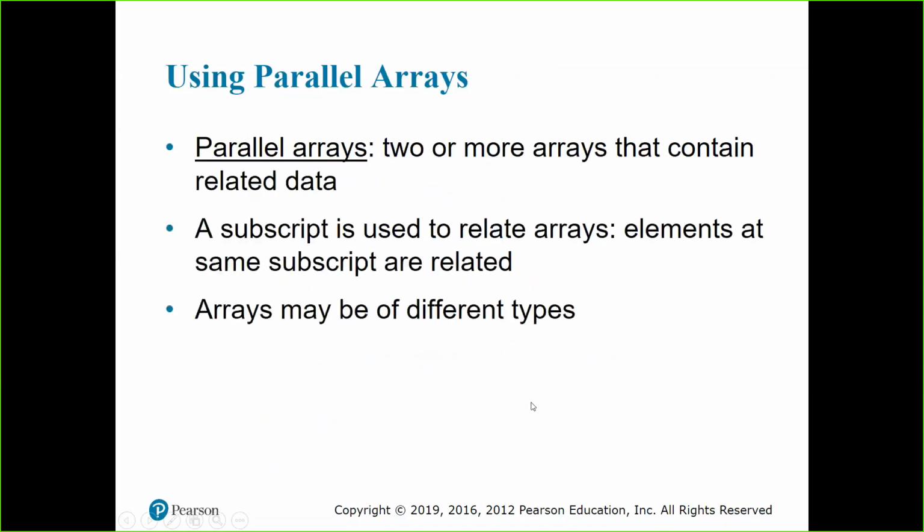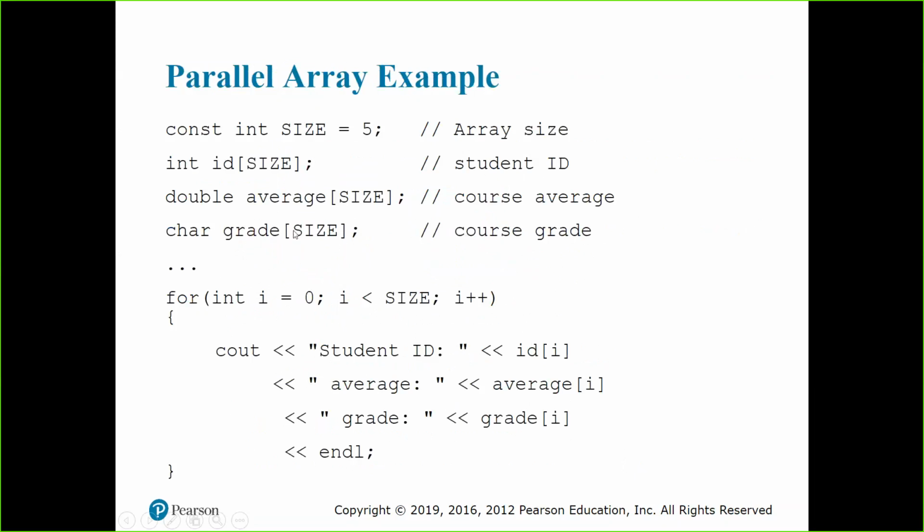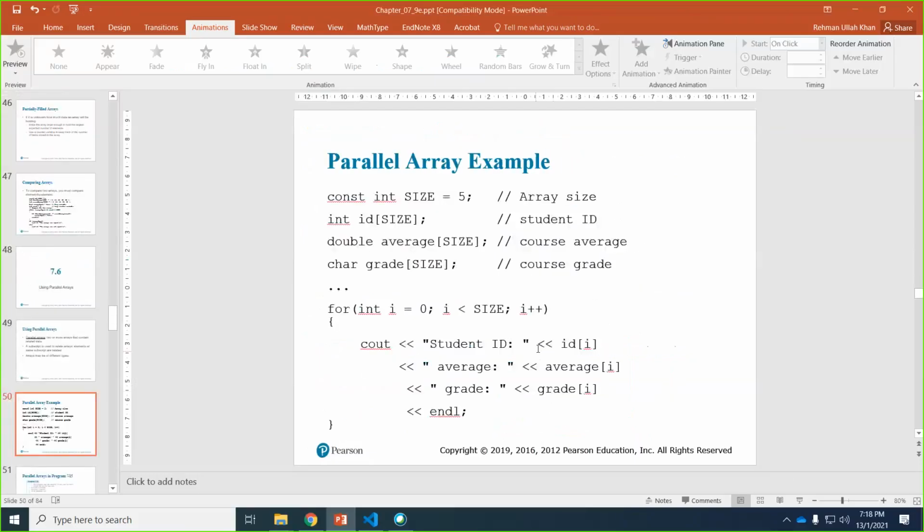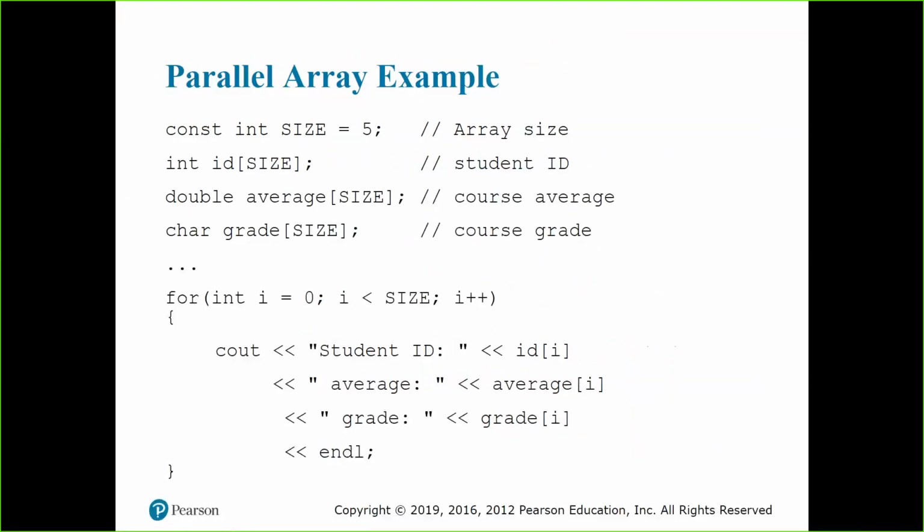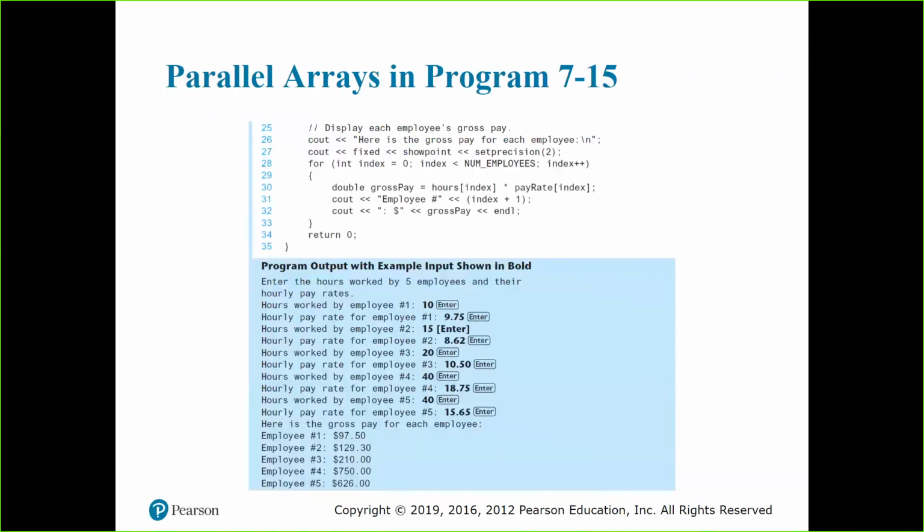And using parallel arrays, we use one subscript variable and use the same subscript, for example the same i, in several arrays. Like for example, one array is id, the i is the same. Another array is average, the i is the same. Another array is grade, the i is the same. So 3 arrays and one subscript, this is called a parallel array. So parallel array, I have already explained to you this one.